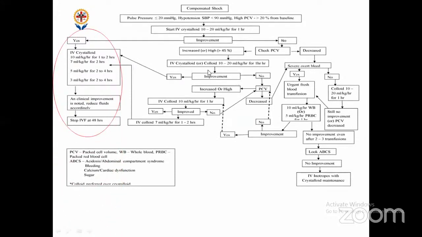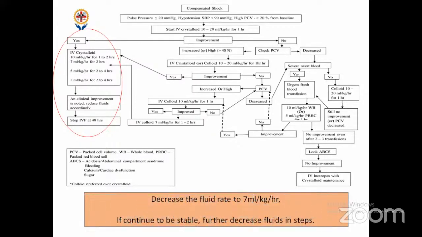If you have improvement with the crystalloid, yes, you need to give 10 ml per kg over 1 to 2 hours. So I have already given 2 hours of crystalloid at 10 ml per kg per hour. So I will come down to 7 ml per kg per hour. And if the child is still maintaining vitals very nicely, I will come down further. There is no harm in decreasing the fluid rate to 7 ml per kg per hour in this situation, as the child is maintaining vitals and has already been given 2 hours of fluid bolus.